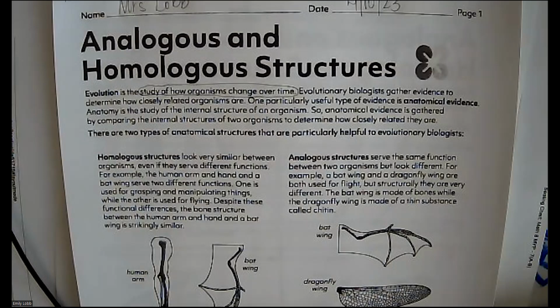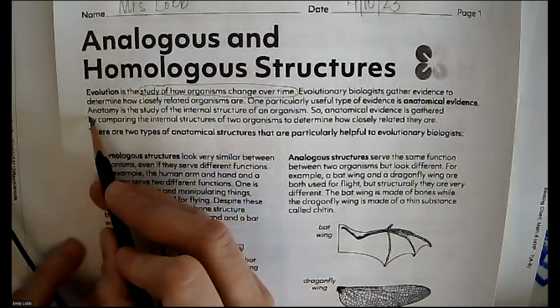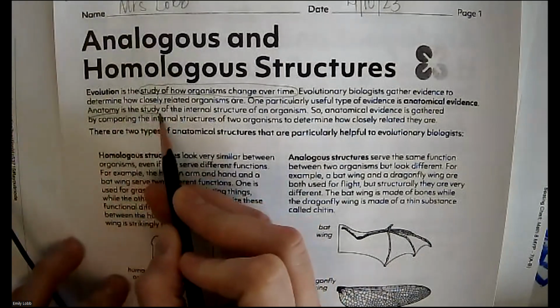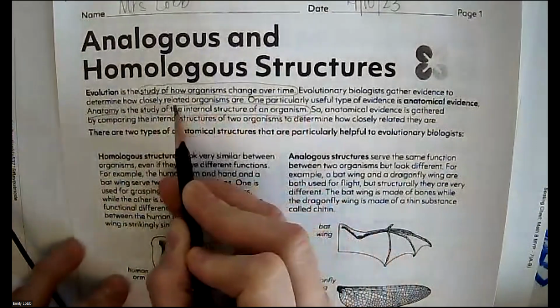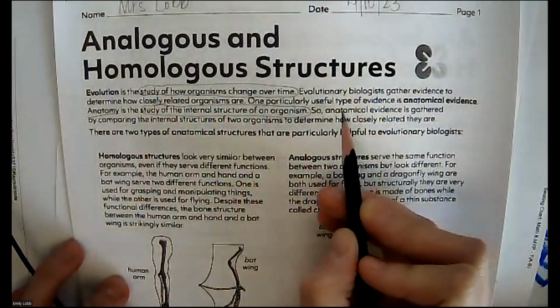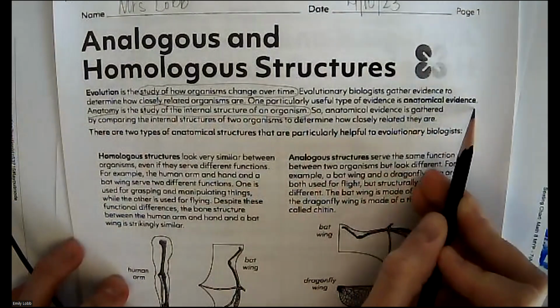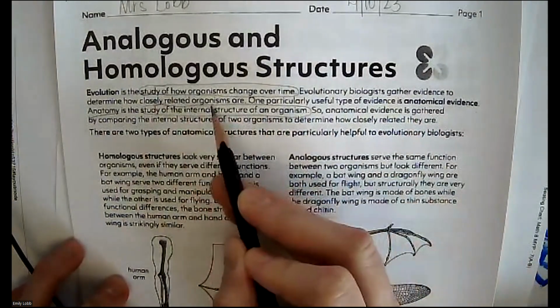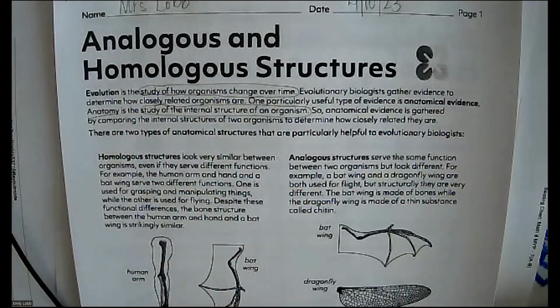What else, Porter? Anatomy is the study of interior structure of an organism. All right, so we have anatomy here, and this is the study of the internal structure of an organism. So the type of evidence is anatomical evidence, so that has to do with internal structure. Anatomy is something that you would take if you're interested in nursing or being a doctor, a physical therapist, dentist, all those medical fields. Even a dentist has to go through anatomy too.